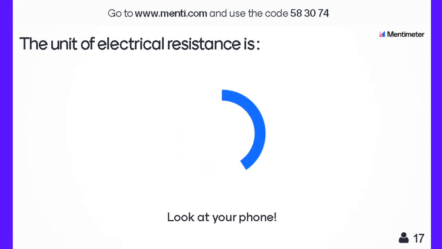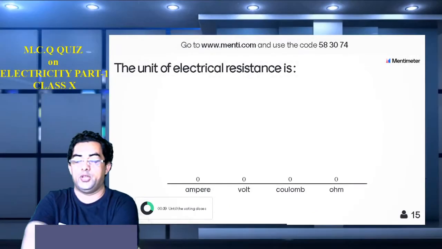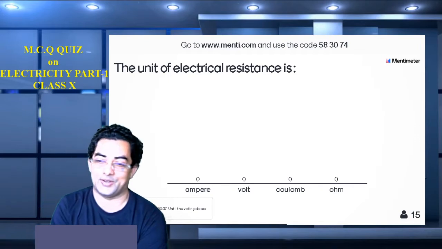Very simple, quick answer. The unit of electrical resistance. What is the unit of resistance? Is it ampere? Is it volt? Is it coulombs? Or is it ohms? The unit of electrical resistance. 15 of you have already given the correct answer.